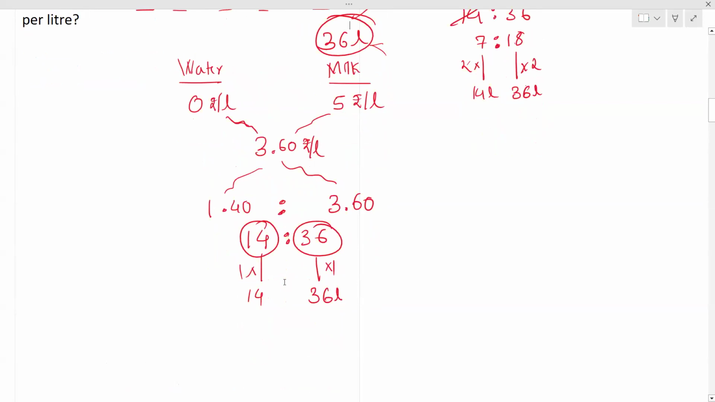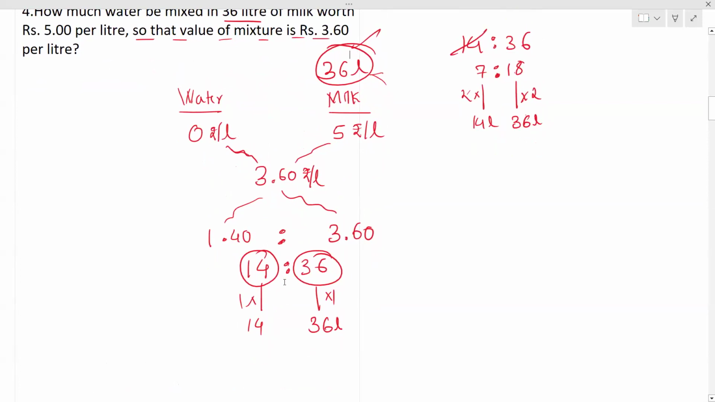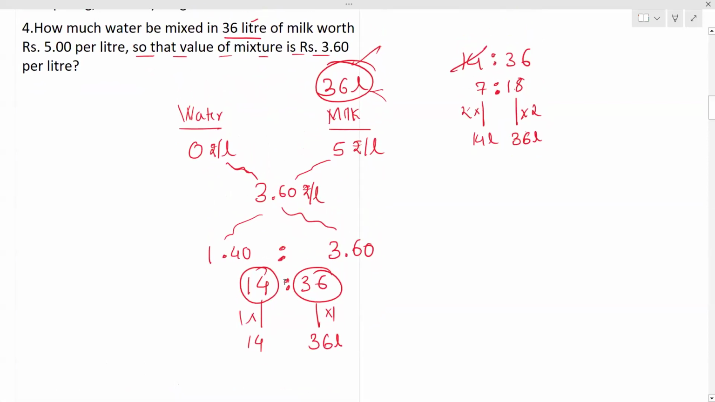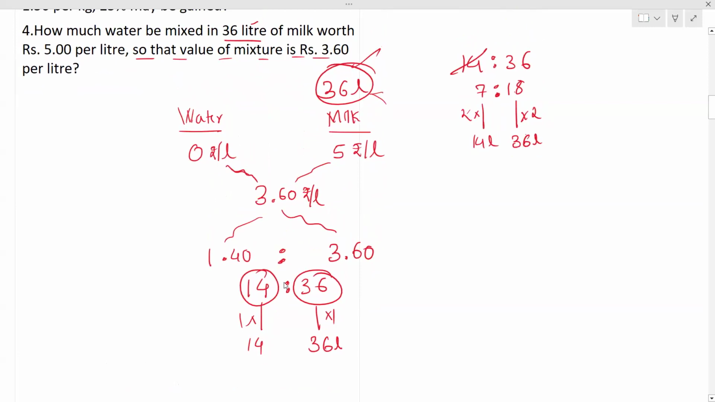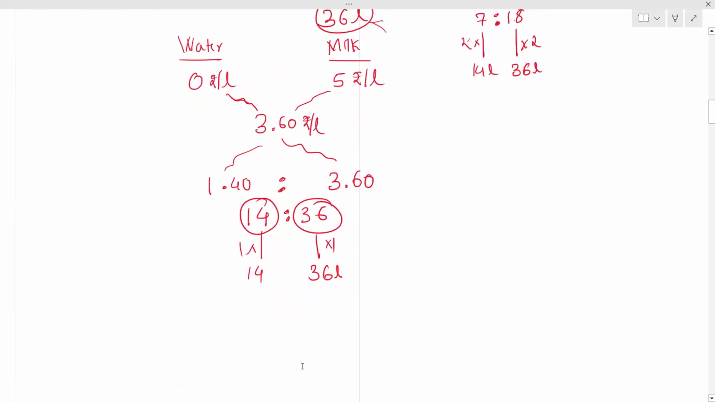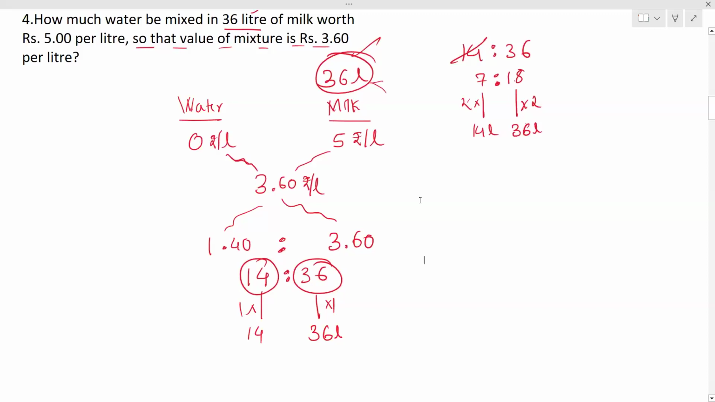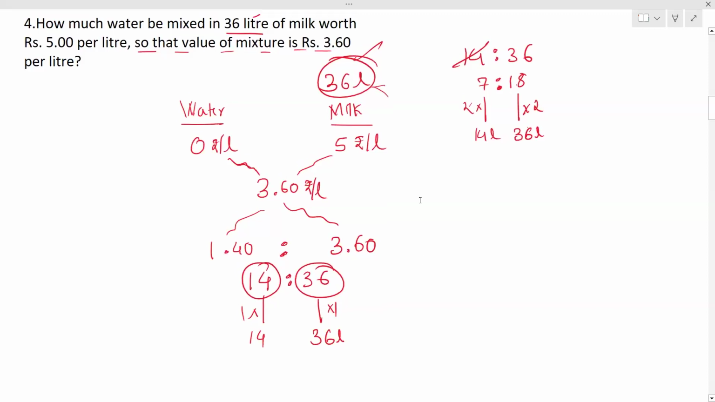Why are you getting all different answers here? It is 14 liters. It is not 14.4. 7 times 2 is 14 and it will remain 14 liters. How can I help you, Supriya? Got it? Chalo. Nice.